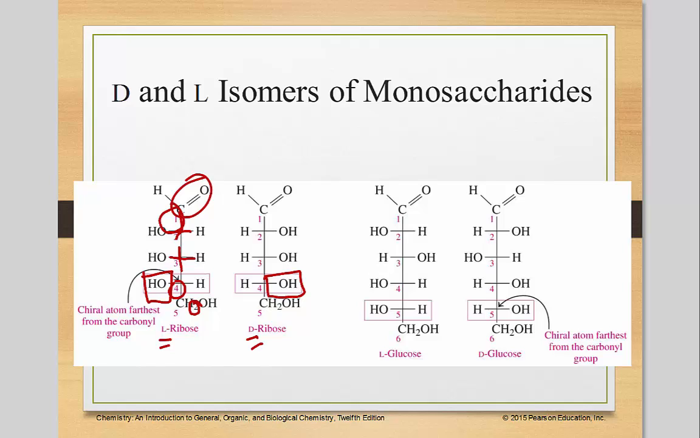This is glucose. It has 6 carbons. The 5th carbon is the last chiral when you count from top to bottom, and the carbonyl bond is always on top. The OH here is on the left, which is why it's L. The OH here is on the right, which is why it's a D.